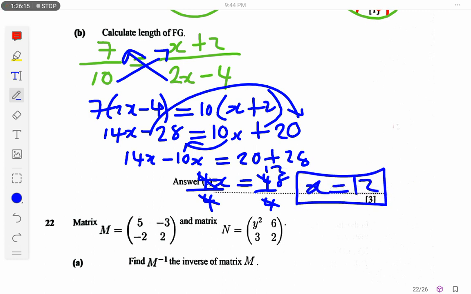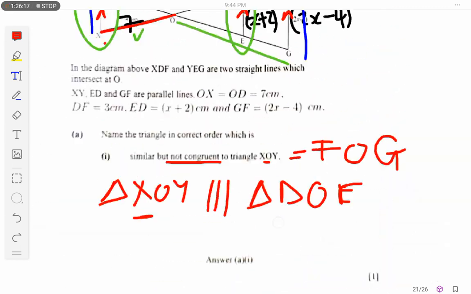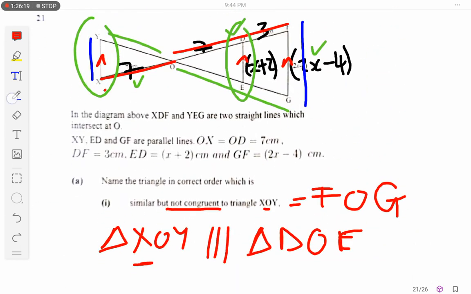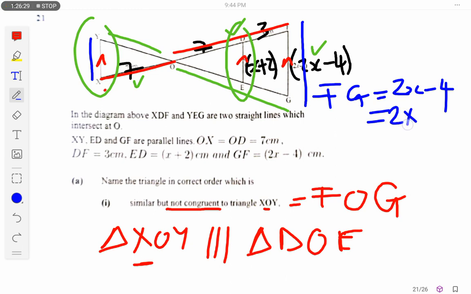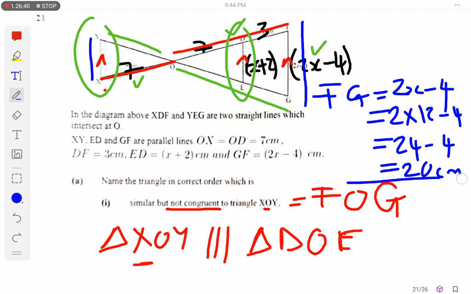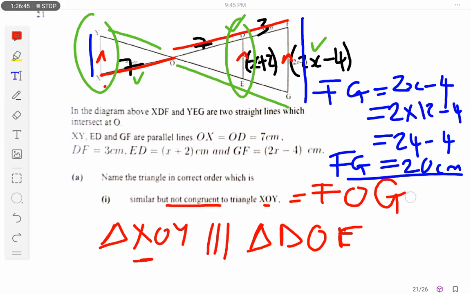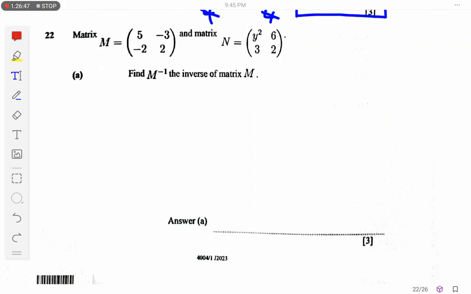Okay, but this is not the final answer. Remember, our FG is equal to 2x minus 4. So if our x is 12, it means it's 2 times 12 minus 4. So this is going to be 2 times 12, that's 24, minus 4, we get ourselves 20. So it means FG is equal to 20 centimeters. Okay, that's fine. Let's move on. Oh, we are done.